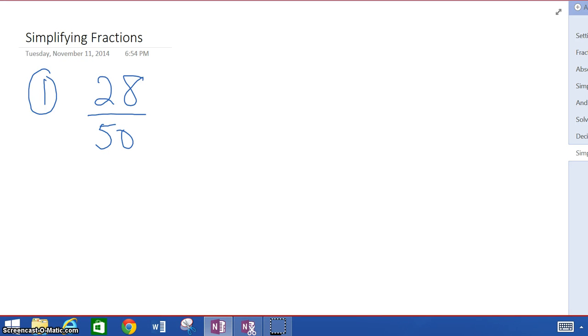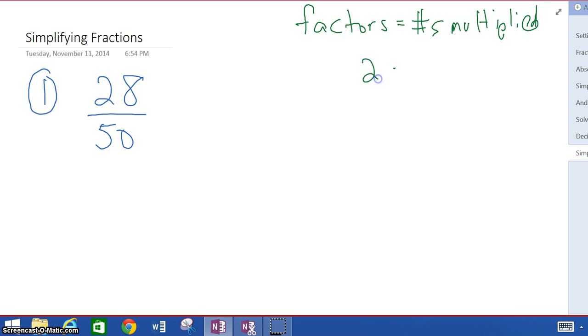This video is to remind us of how to simplify fractions. Now, before I can simplify fractions, I need to know some very important vocabulary. First of all, we need to know what factors are. Remember, factors are numbers that are being multiplied together. For example, 2 multiplied by 4 equals 8. The 2 and the 4 are our factors.